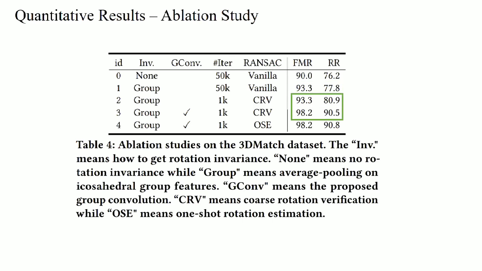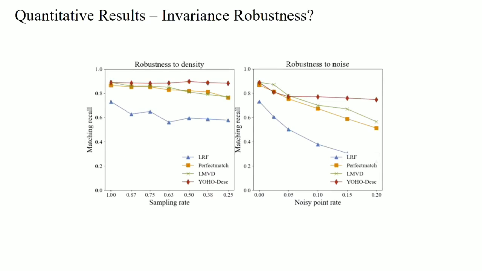Then, the group convolution enables the network to exploit patterns defined on the icosahedral group, which brings about 4.9% improvements on the feature matching recall and 9.6% improvements on the registration recall. Finally, Yoho achieves the best performance and shows the effectiveness of our rotation equivariant designs. When adding noise and density variance to the point cloud, the rotation invariance from group pooling performs better than the local reference frame-based invariance.